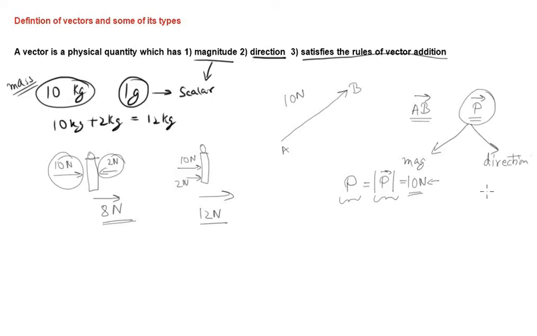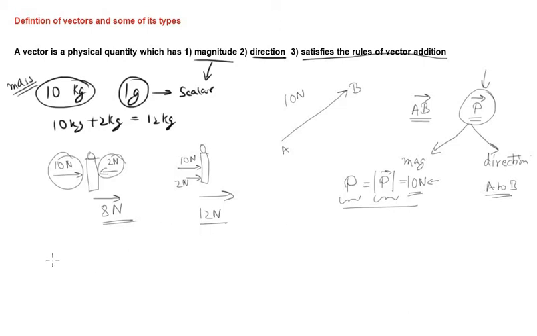Now direction is from A to B. There are other ways of writing direction also, which we will be learning later on. So we have discussed simply that if P is a vector, its magnitude can be written with a mod sign and its direction can be emphasized with just simply saying that A to B, or maybe if there is north, east, west, south, we can specify in those terms as well. So this is how we represent a vector.